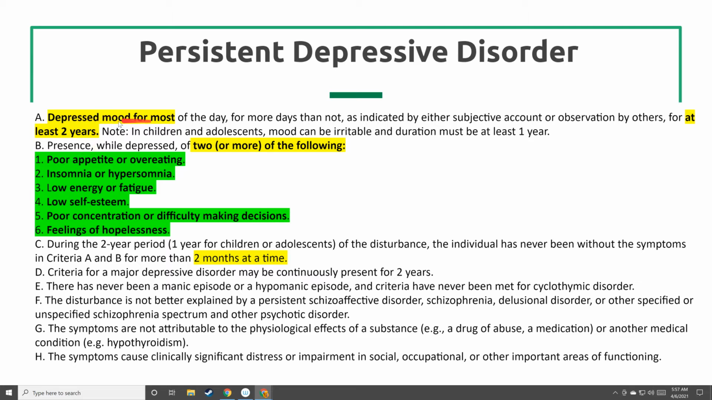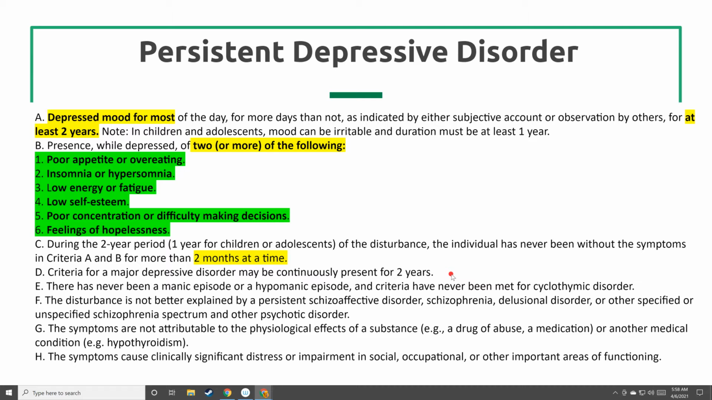So it's a low mood. We have to have that. And then 2 or more of the following. So it'll be a low mood, poor appetite, insomnia for 2 years. And then that would trigger possible diagnosis for persistent depressive disorder. Notice here D, criteria for a major depressive disorder may be continuously present for 2 years.